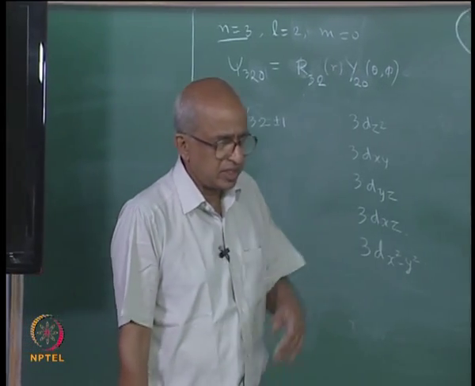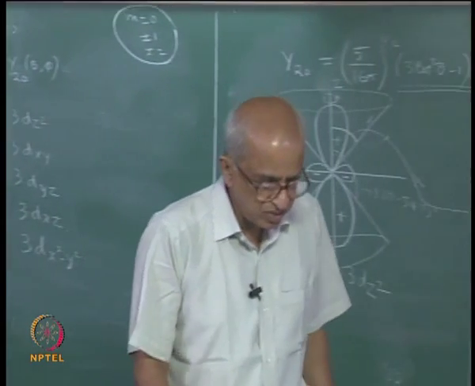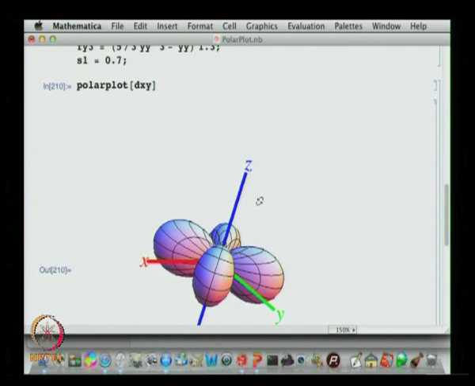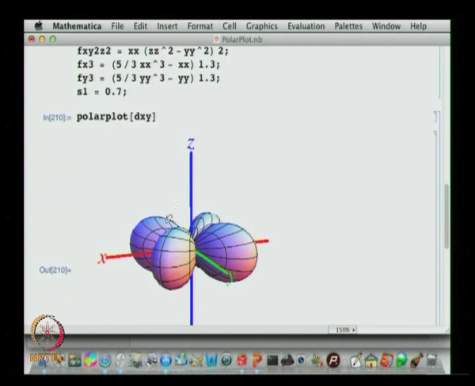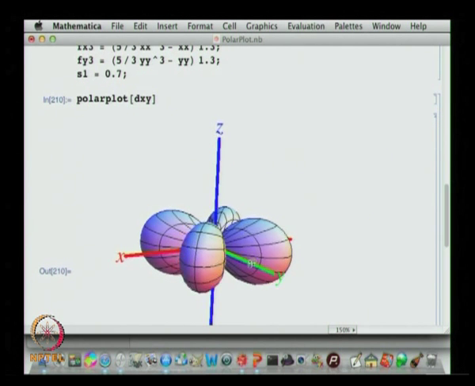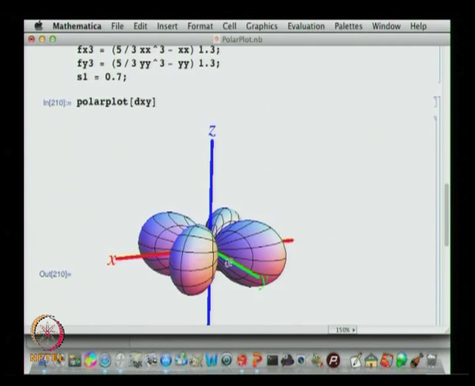So, 3D xy is the one that you can see here, as you will see in the picture. See, this is your z direction, you have the x and y axis, and you can see that this has 4 lobes, right, which are clear in the picture, and these 4 lobes are pointing in between the axis. The important thing is to realize that the orbital is in the xy plane, it is lying in the xy plane, and there are 4 lobes.